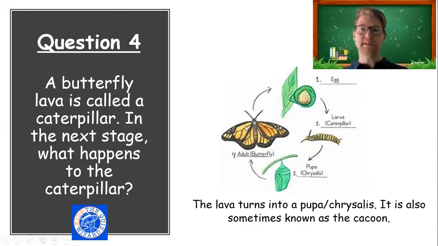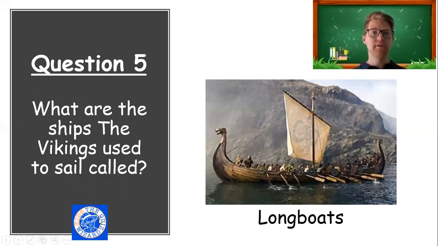And then the cycle starts again because the adult butterfly then goes and lays an egg on a leaf and the whole cycle starts again. Well done if you got that right. Question five. Viking ships are called longboats.